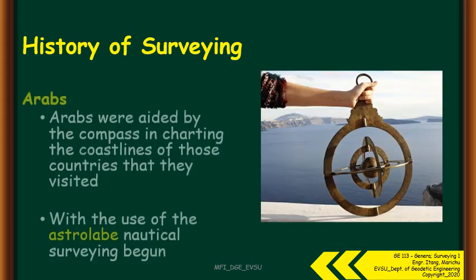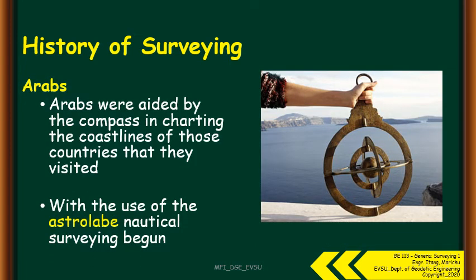Now here, the Arabs were aided by the compass in charting the coastlines of the countries that they visited. They used the astrolabe, which was historically used by astronomers and navigators to measure the altitude of a celestial body above the horizon, either day or night. It can be used to identify stars or planets, and to determine the local latitude for a given local time. It is also used to survey or to triangulate.